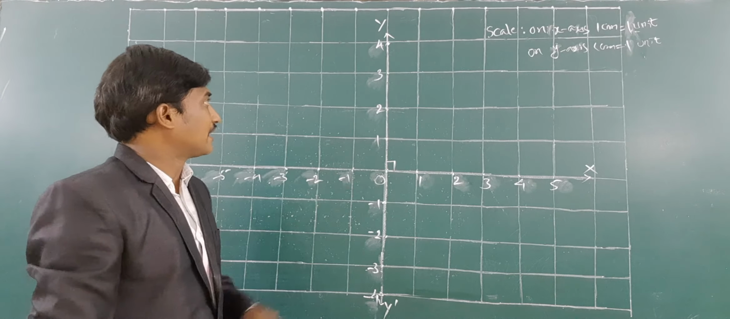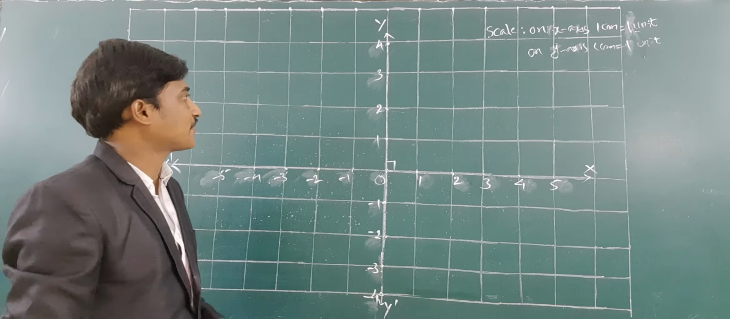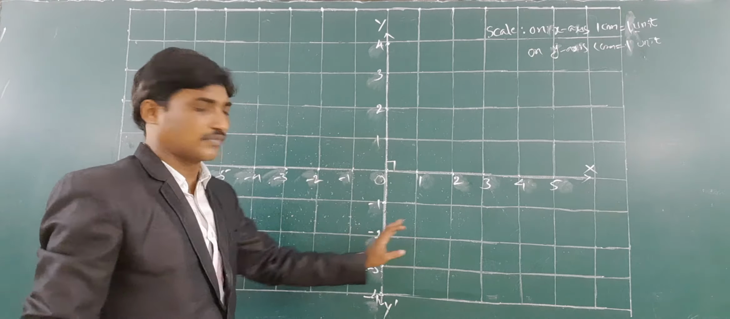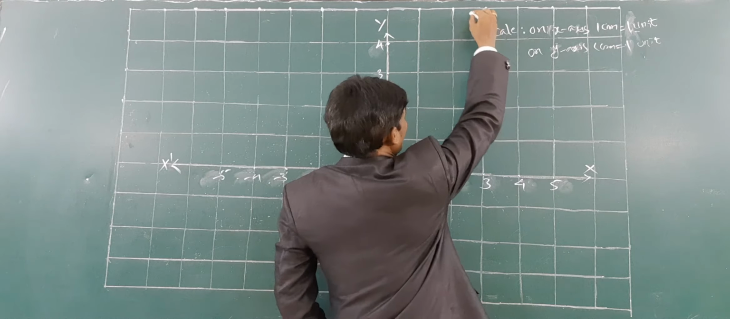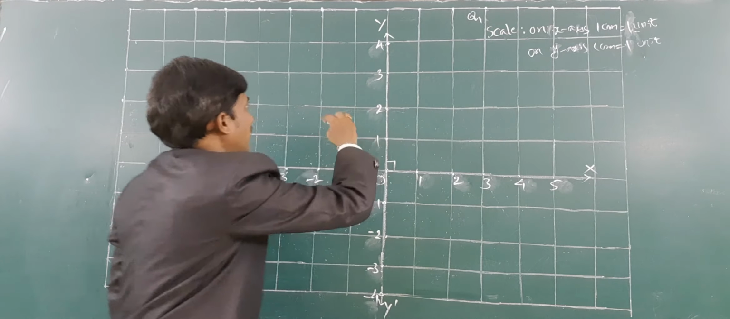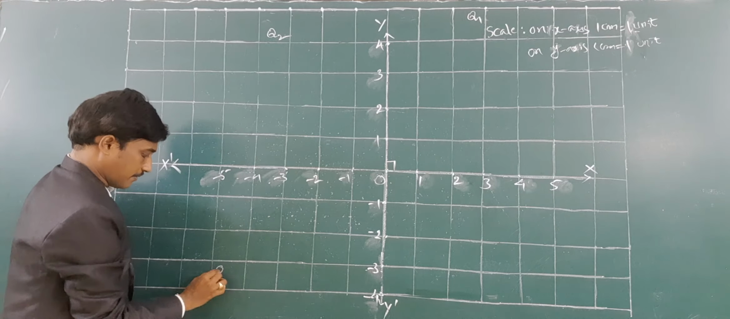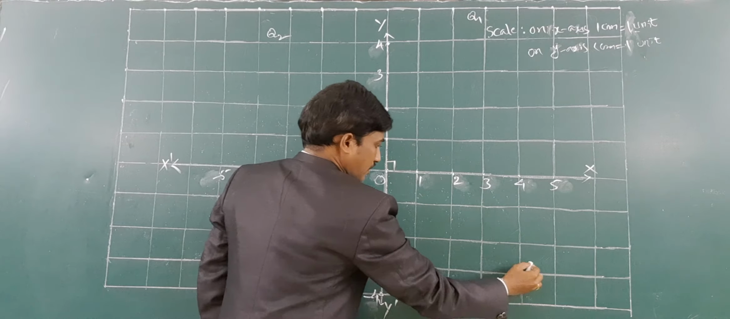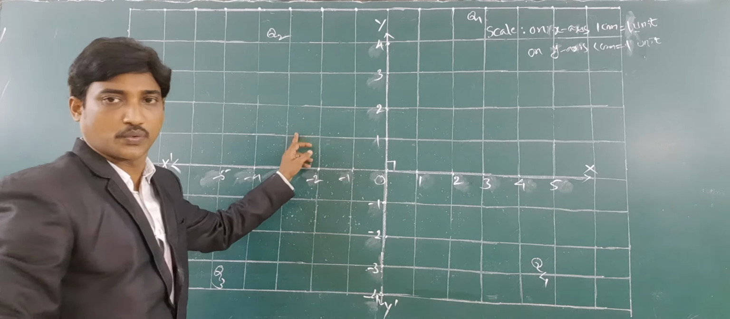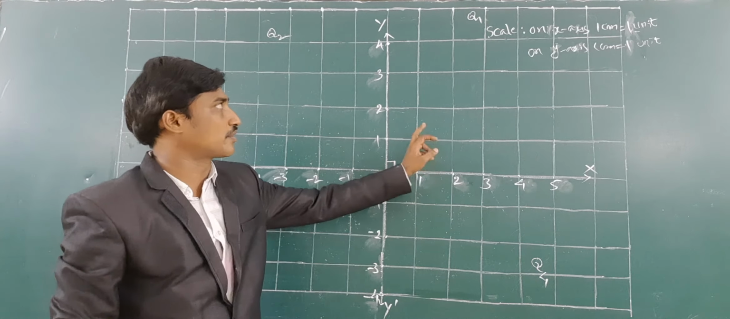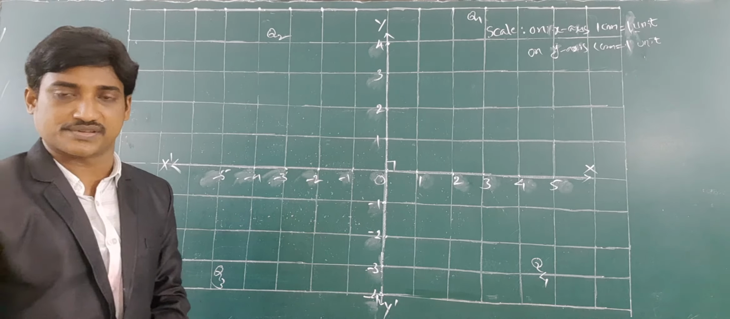These horizontal reference line and vertical reference line divide this plane into four quadrants. It is the first quadrant, Q1, the second quadrant, Q2, the third quadrant, Q3, and the fourth quadrant, Q4. There are no common points between Q1 and Q2, Q2 and Q3, Q3 and Q4, Q4 and Q1, Q1 and Q3, or Q2 and Q4.